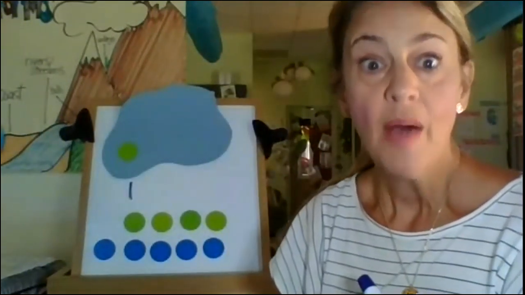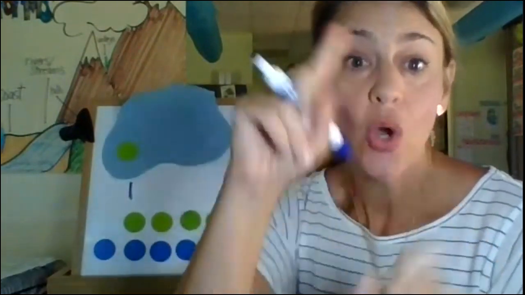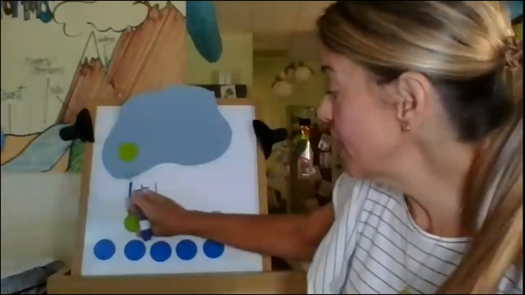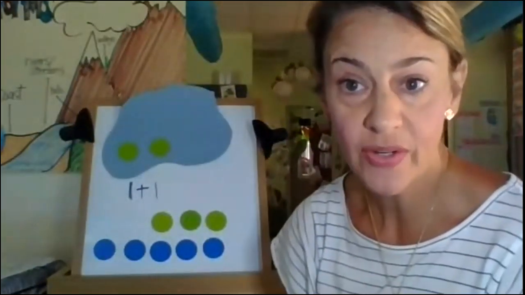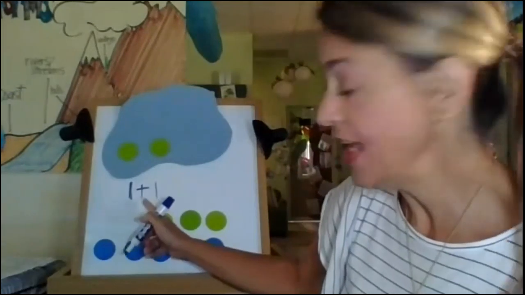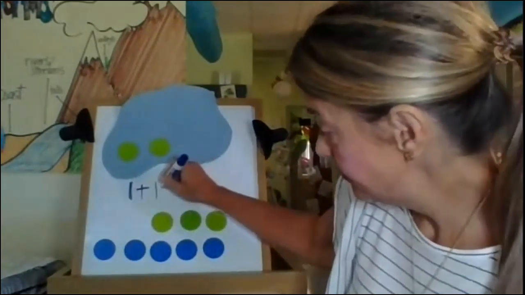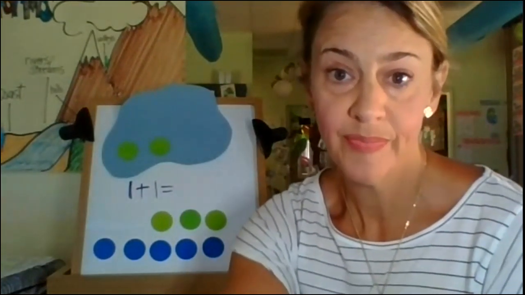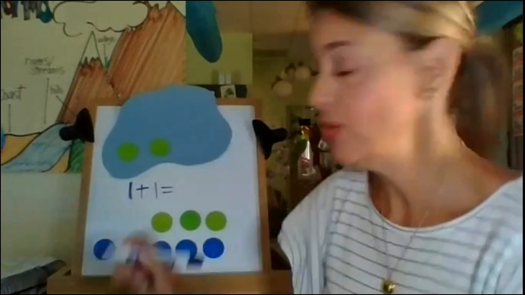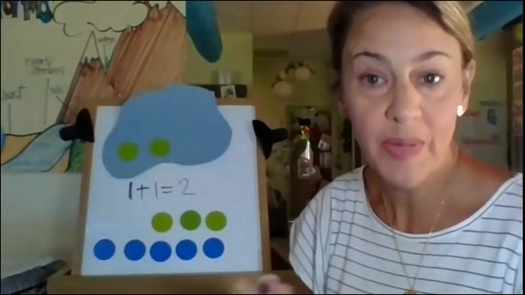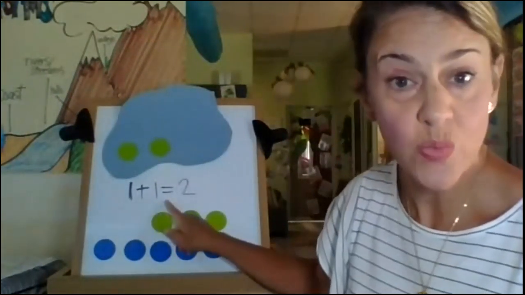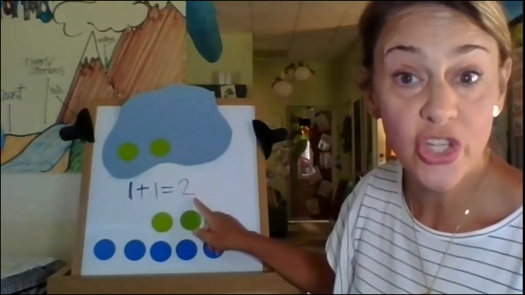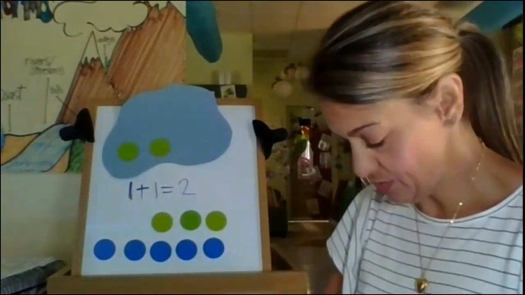There you go. But we're going to add one more. Say plus 1. So we're going to add one more to the watering hole. So 1 plus 1 equals how many dinosaurs are in the watering hole? 2. Very good. Okay, repeat with me. 1 plus 1 equals 2.